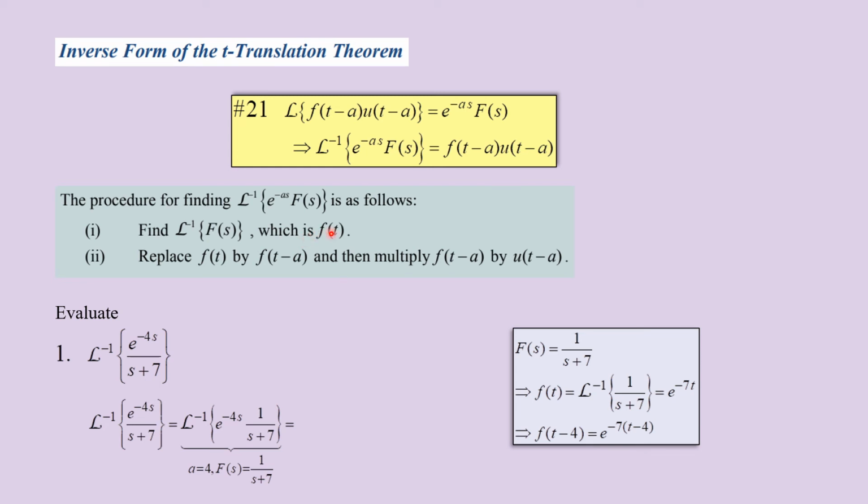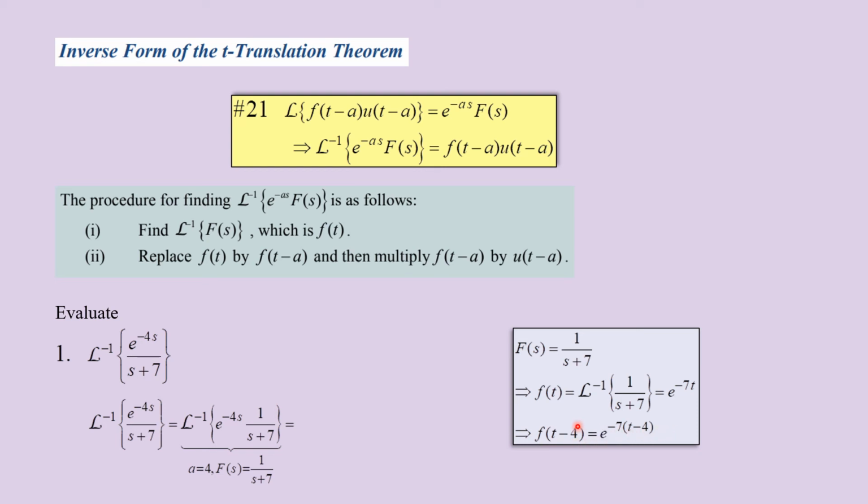The next step is to replace f of t by f(t minus a). So if f of t is e to the negative 7t, and a, remember, is equal to 4, then f(t minus 4) must be e to the power of negative 7(t minus 4).